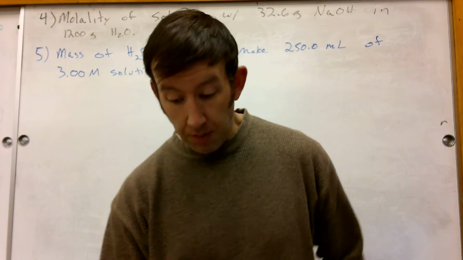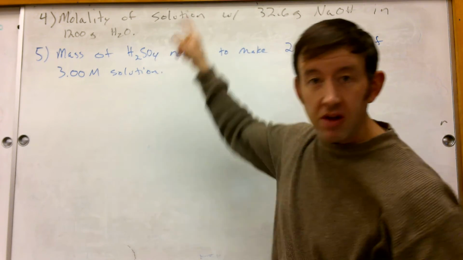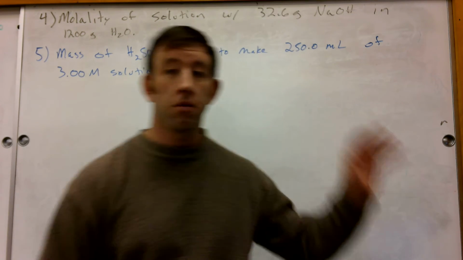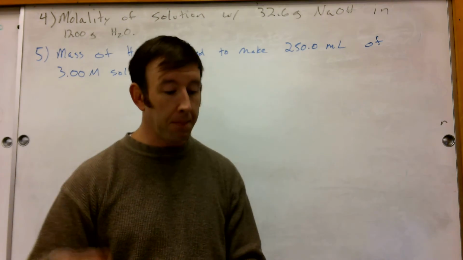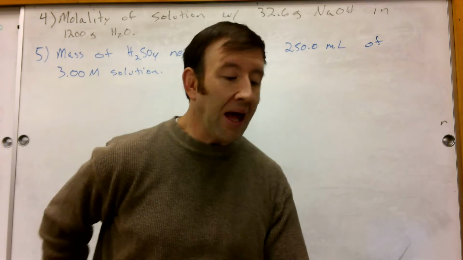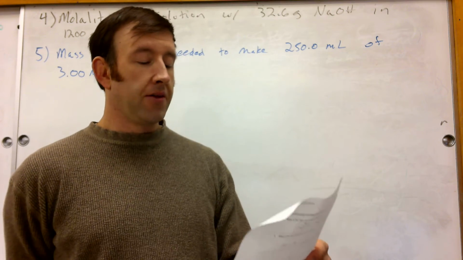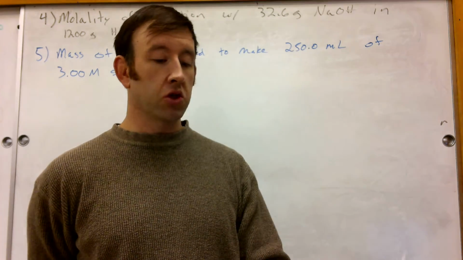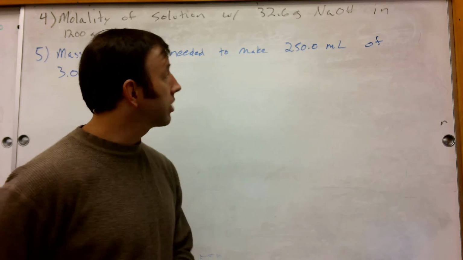So anyways, number 4, I wrote abbreviated forms of the questions up on the board just as our guide, and I can refer to that. But it says, what is the molality of a solution that is made by dissolving 32.6 grams of sodium hydroxide into 1,200 grams of water?